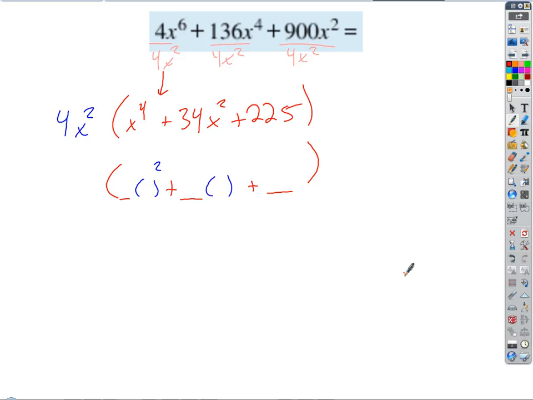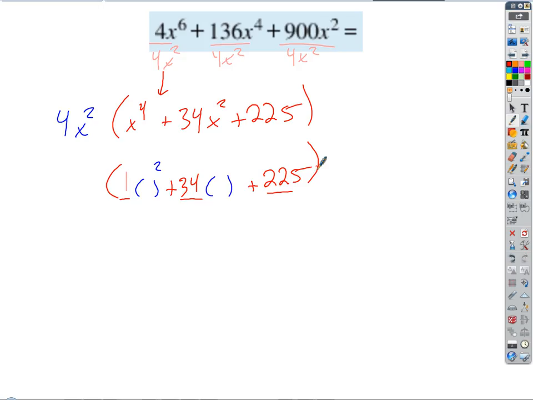I've got these 3 terms. How about 1, 34, and 225? Everybody agree? So that 1 is kind of invisible, right? We don't have to really write that. We don't write a coefficient of 1, but it's there. B is 34, and C is 225. I just need to have something that's squared here and to the first power here.